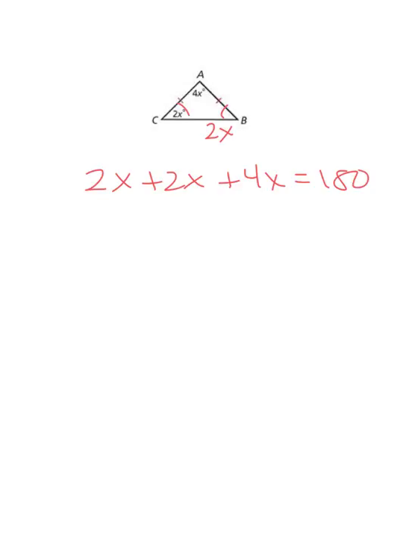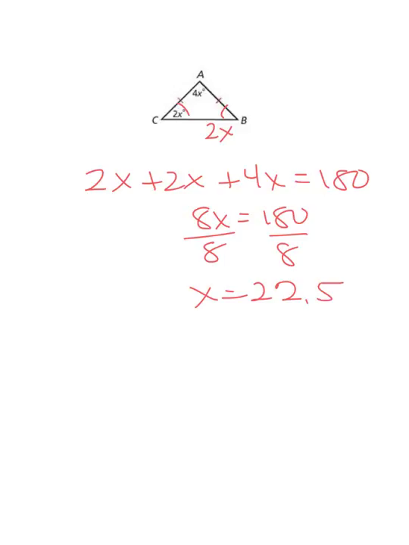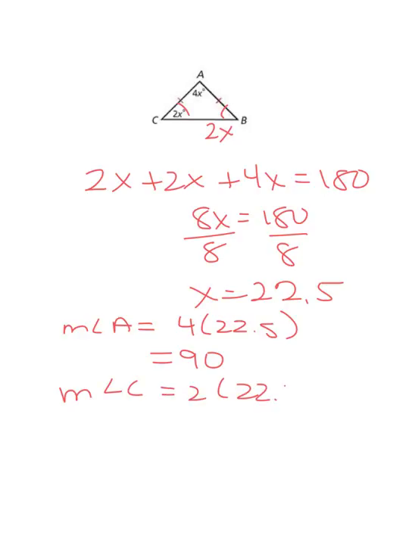If I combine what I have on the left hand side, that gives me 8x is equal to 180. Divide both sides by 8. Now x is equal to 22.5. Now sometimes that makes people nervous when you have a decimal, but let's just keep going and see if it works out okay. So the measurement of angle A is going to equal 4 times 22.5, which actually equals 90. And the measure of angle C is going to equal 2 times 22.5, and that is equal to 45.